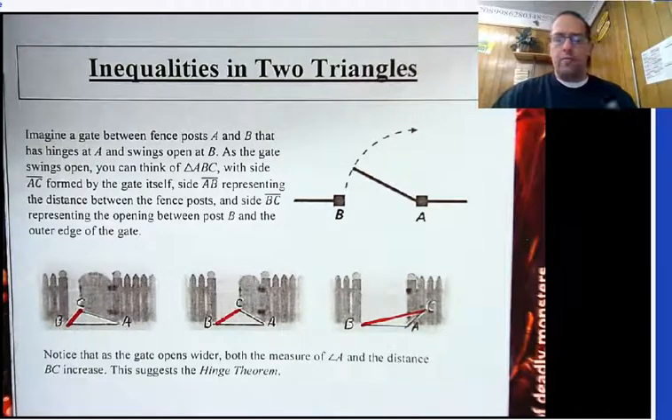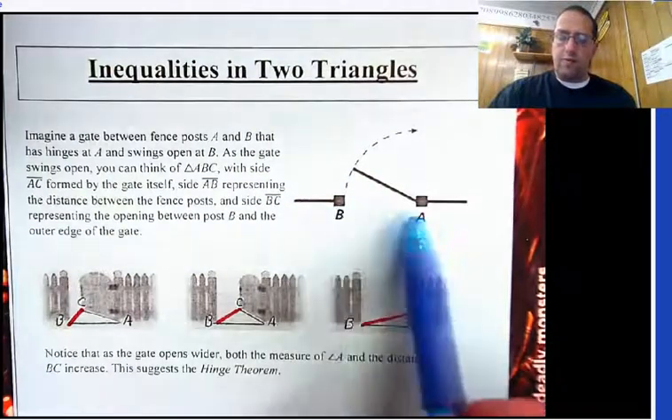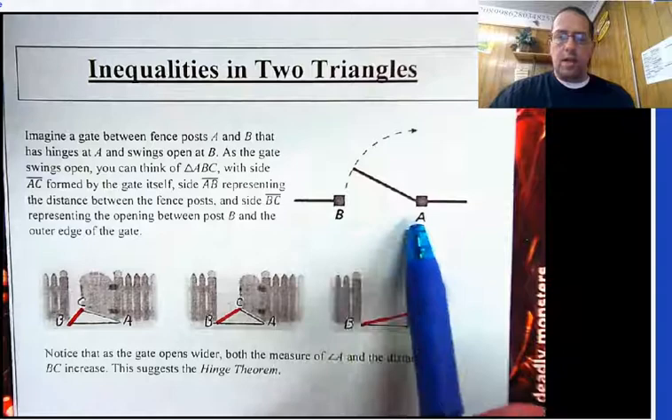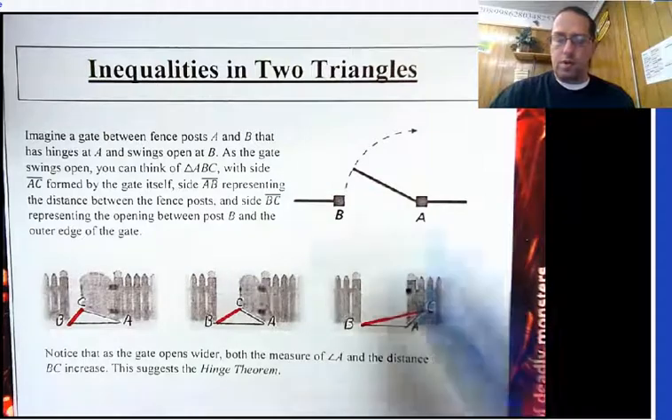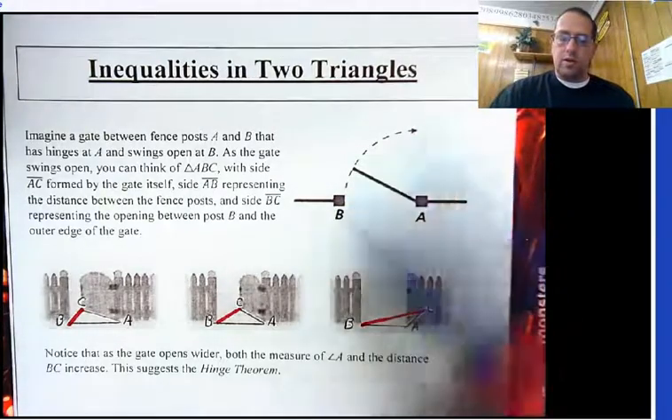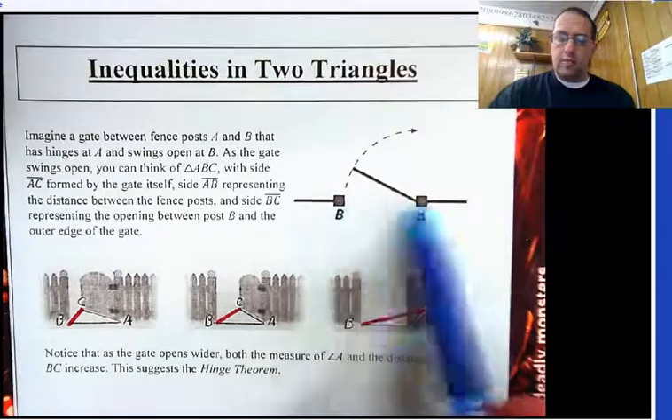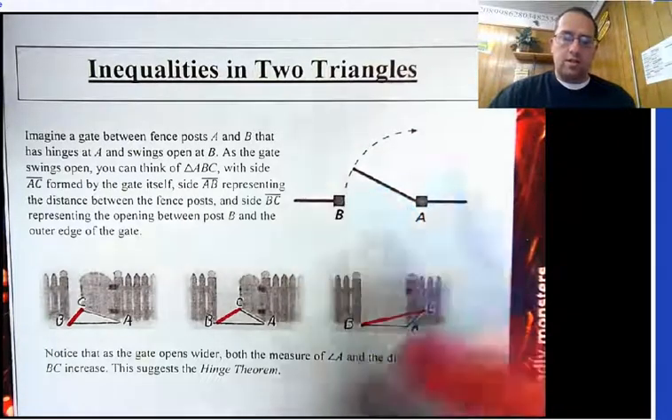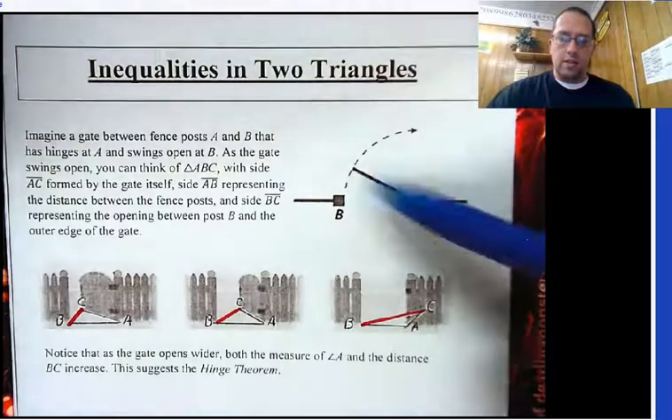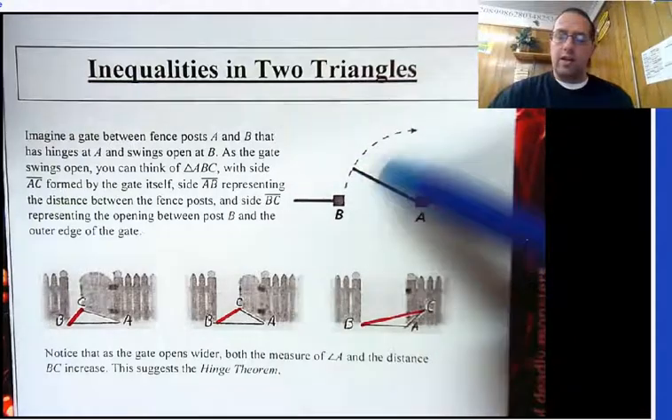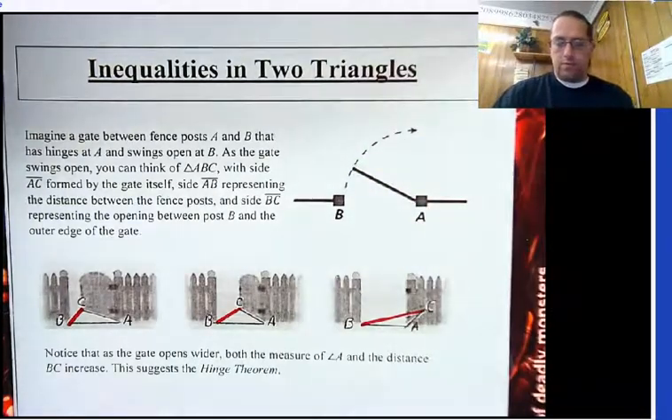Okay, and before we really get into that, think about a gate. Triangles, we're looking at gates. So here we have a gate. The fence posts are at point B and point A, and here we have the gate, and we'll call the end point of the gate point C. The gate can swing open and close, and as it does, the distance between point A and point B doesn't change. It stays what it is. And the length of the gate also doesn't change. It stays the same length, right? Because that'd be weird if your gate got shorter as you opened it, right?